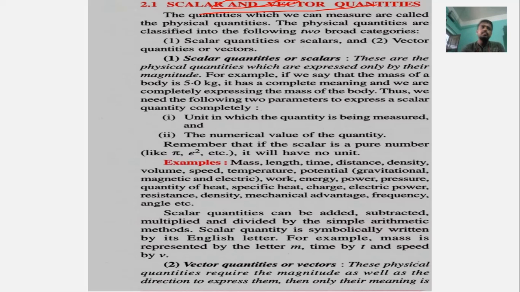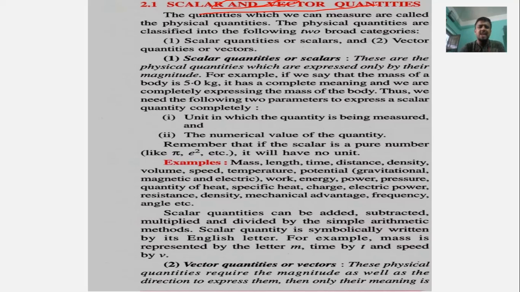Okay, suppose you are going in a certain direction. You have traveled from Delhi to Mumbai in a certain direction without changing your direction, then that will be considered as a vector quantity. If you have moved from Delhi to Mumbai by changing your directions, then that would be considered as a scalar quantity.